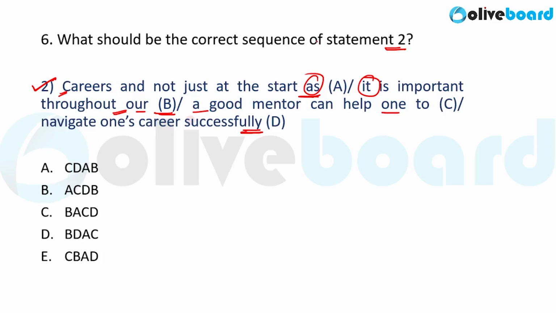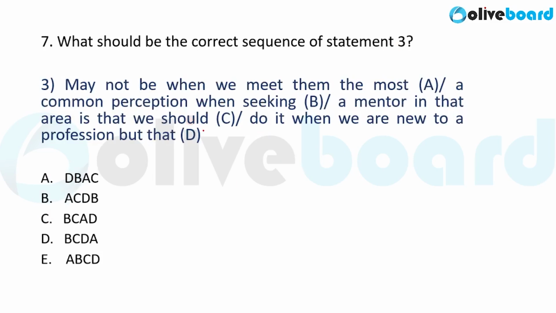So if you were to notice, options A or part A and C form a pair. This reason is being indicated in option C. So the correct order after rearrangement must be B, A, C, D, and this is indicated in option C. So option C here is the correct answer. Now moving on to the next question. In case of this question, you have to find out the correct sequence for statement 3.